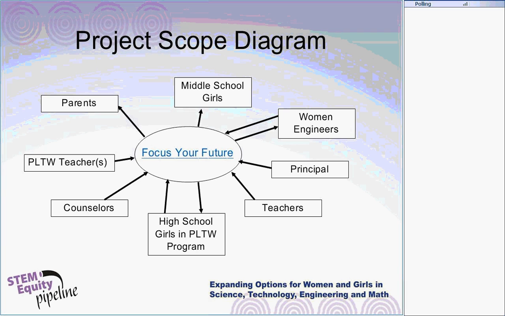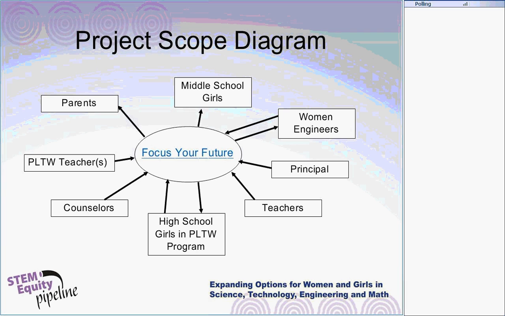What we've done here is Focus Your Future is the activity, and we've identified all the stakeholders. Middle school girls certainly are going to be the recipients. You'll notice the arrow goes to them of this activity. One of the things we're going to do in this activity is have women engineers on a panel and have them engage with the girls during the activity, and so they will participate. But the other thing is this is a really good outreach activity to women engineers in the community to hopefully get them more involved in the Project Lead the Way program in the future. So with these arrows going both directions there.